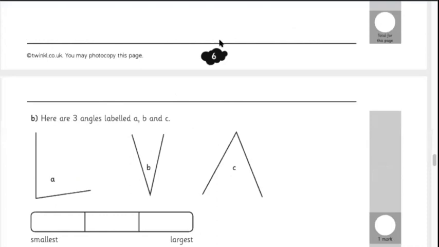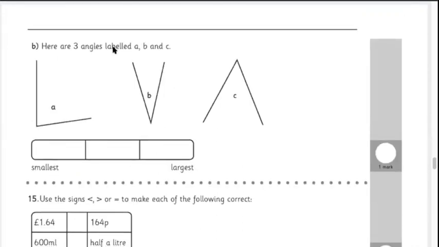Okay, now looking at this question, it says here are 3 angles labeled A, B, and C. We've got to put them from smallest to largest. So again, just like we did with our last ordering, smallest, then largest, and there'll only be 1 left in the middle. So the smallest, nice and simple, is B. The largest is A because it's the only one that is obtuse, which means that C is the one in the middle. So it should say B, C, A.